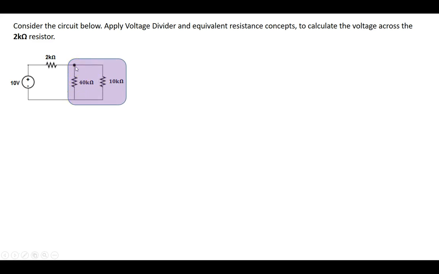So if we apply parallel resistor concepts, the reciprocal of the equivalent resistance is equal to the sum of the reciprocals of these resistances. If you go back and look at the equivalent resistance notes, you'll find that when two resistors are in parallel, the equivalent resistance can be simplified as the product of those two resistances divided by their sum.